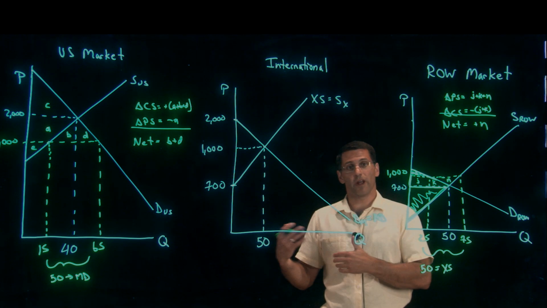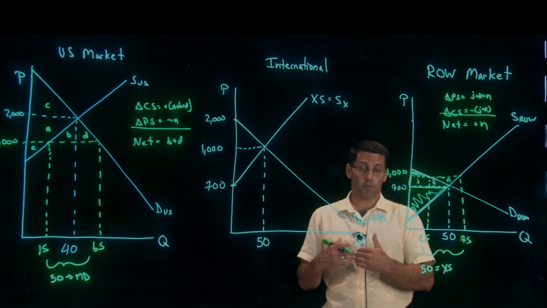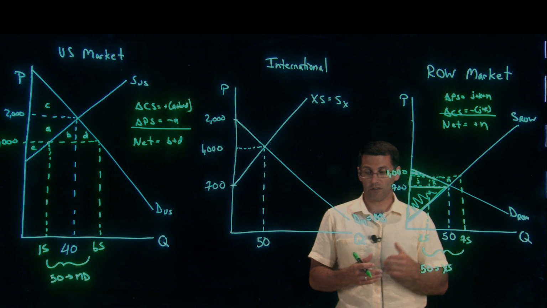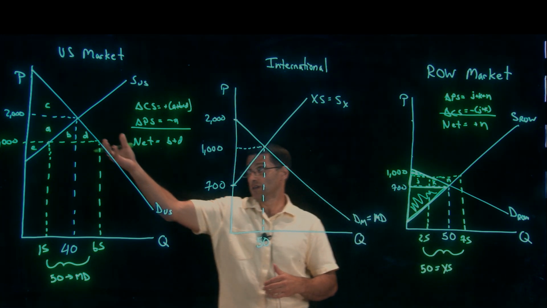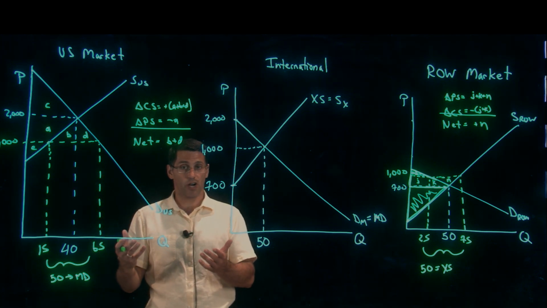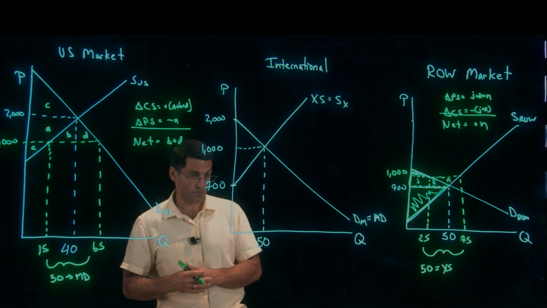Just look at what happens to the price. Right? If you see when you open up to trade that price goes up and you're a consumer, you're going to be worse off. And if you're a producer and the price goes up, you'll be better off. And vice versa. Right? When we open up to trade, if the price falls and you're a consumer, you're better off, but you're worse off when the price falls if you're a producer.